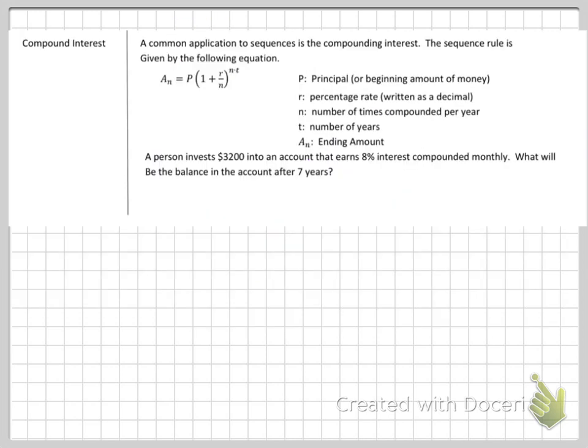Compound interest. A common application to sequences is compound interest. The sequence rule is given by the following equation. You can see all the variables and what they stand for. Principal is how much you start with. R is the percentage rate. Make sure it's a decimal. Usually if you have a percent, you have to move the decimal 2 units to the left to make it a decimal. N is the number of times it's compounded per year.